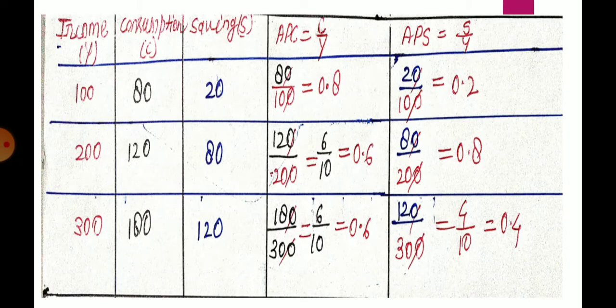Here I have done it in a proper manner. First of all, how are we able to calculate APC? C upon Y, C is already given. So 80 upon 100, 120 upon 200, 180 upon 300. Now when we want to calculate APS, first of all we need to get the value of saving. How do we get the value of saving? Y minus C. So 100 minus 80, 200 minus 120 and 300 minus 180. In this way we get the value of saving. And now saving is divided by income, and in this way we get the value of APS.